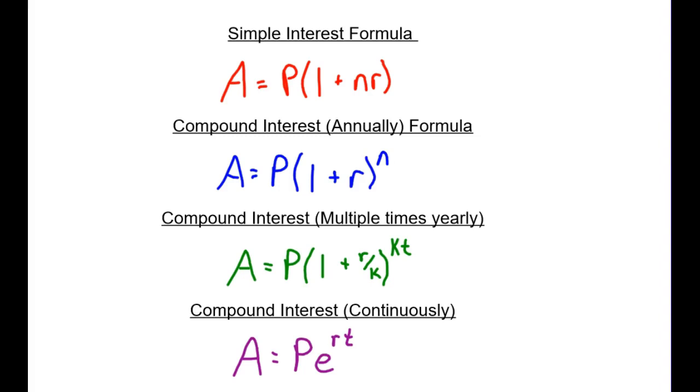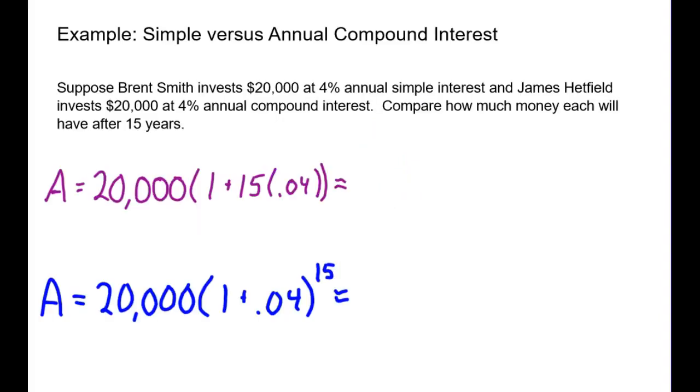There's 4 different formulas we can use when talking about interest earned. A stands for the amount of money in the account. P stands for the principal amount, the amount you start with. N is referring to the number of years, and R is your interest rate. Down below you can see we have a K value. K is referring to the number of times being compounded, and T, just like N, refers to the number of years.